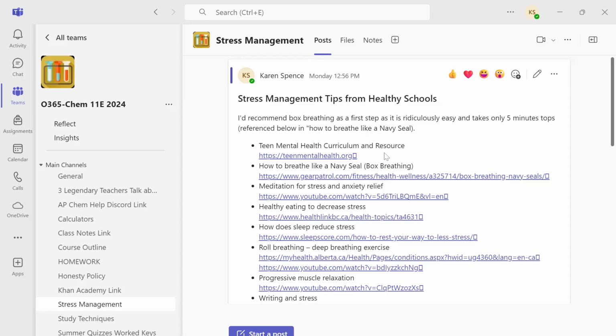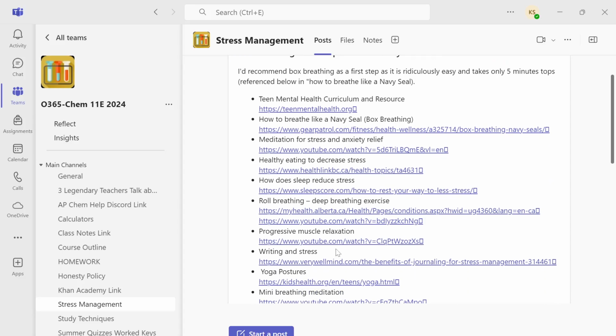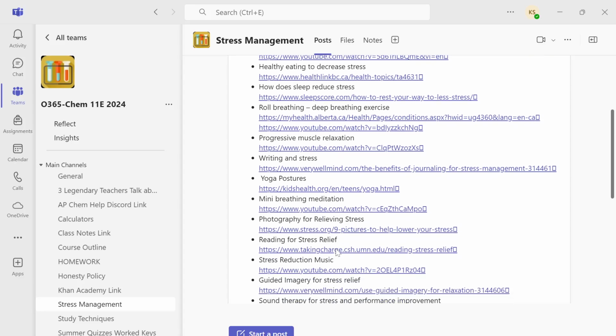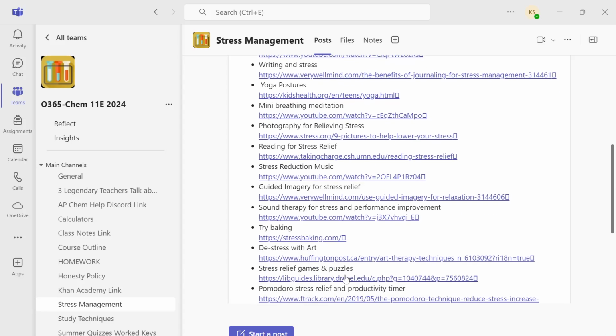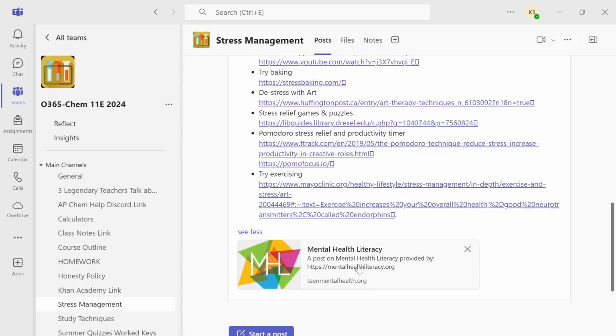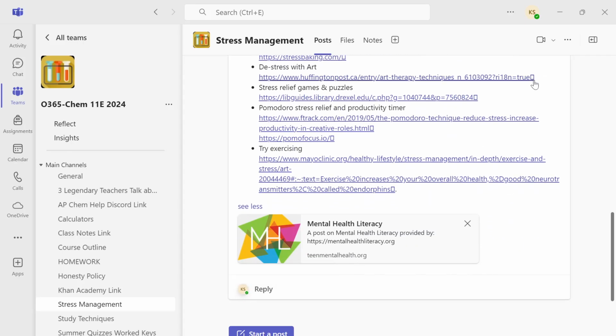So there are breathing techniques, how sleep reduces stress, deep breathing exercises, progressive muscle relaxation, writing and stress, photography for relieving stress, reading for stress relief, stress relieving music, baking, and so on. Okay, so that's one thing you can do. Did I not put the other thing in here?